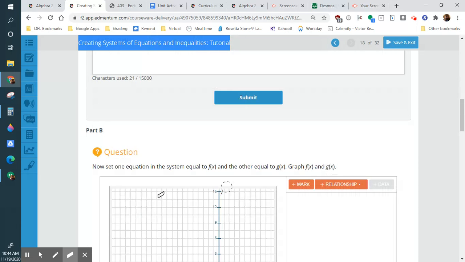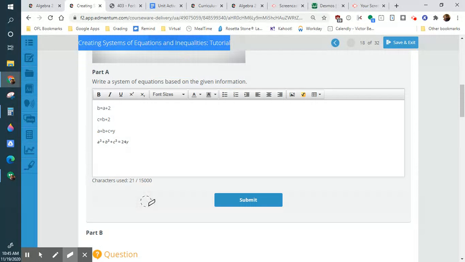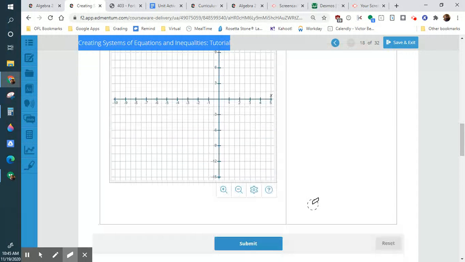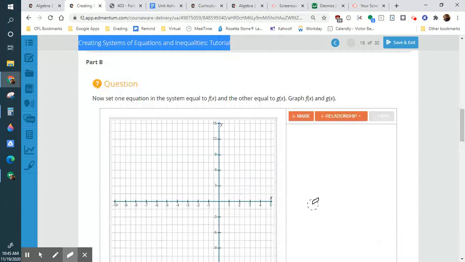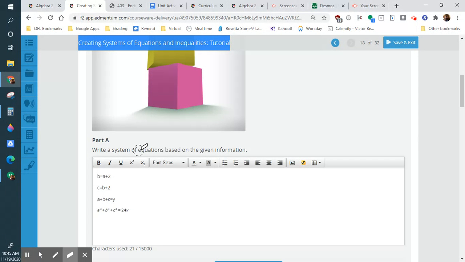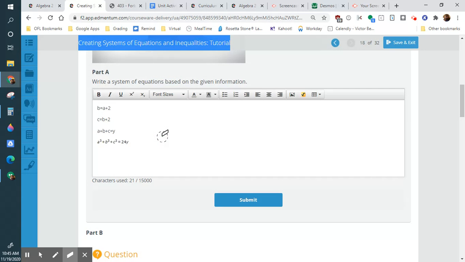So I don't know what they want us to do here. This one's just weird. I honestly don't know what Edmentum wants me to do here. Their wording is always really weird. Graph this. So write a system of equations based on the information you know. Okay, I'm assuming this is really bad.